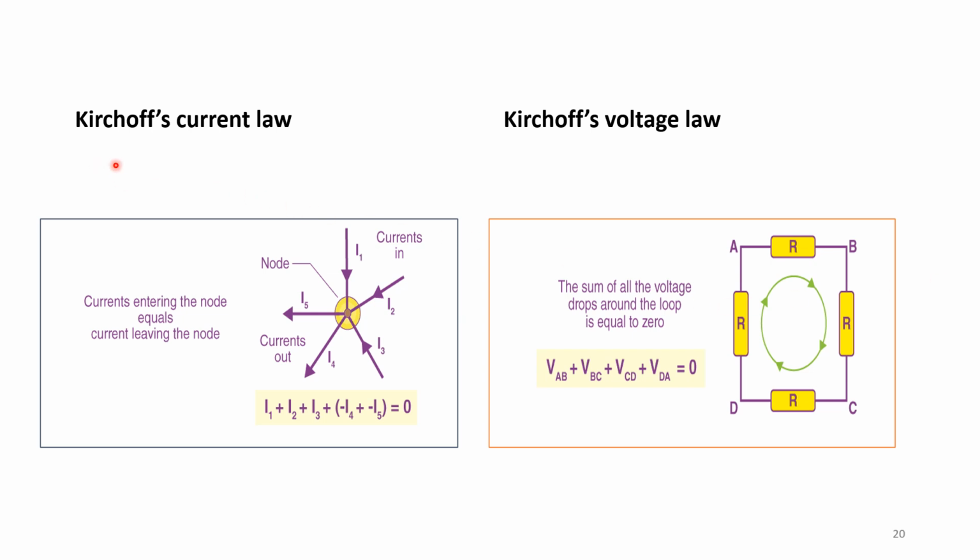Now coming to Kirchhoff's law. In Kirchhoff we have two laws, the current law and the voltage law. What does Kirchhoff's current law say? The currents entering a node are equal to the currents leaving the node. What does the voltage law say? The sum of all the voltage drops around a loop is equal to 0.